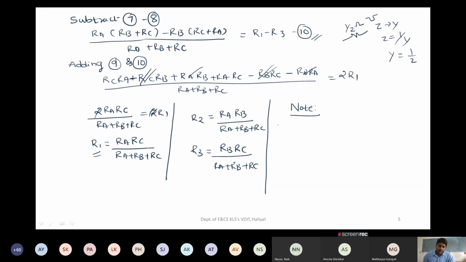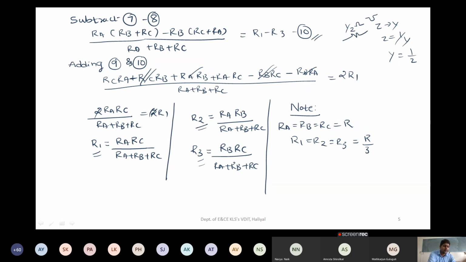If you get a condition like RA, RB and RC all having the same values, then there is no need to solve all these things. Directly you can write R1 equal to R2 equal to R3 equal to R divided by 3. We can see these kinds of hints in the GATE examination also, so you should use these tricks. There are many more things we will see one by one. This is how we have converted a delta into an equivalent star network.